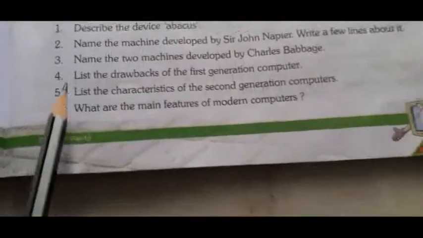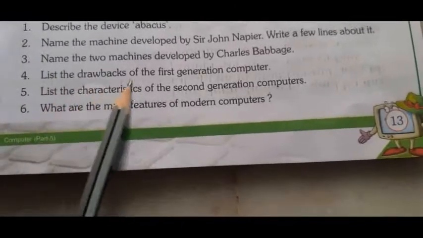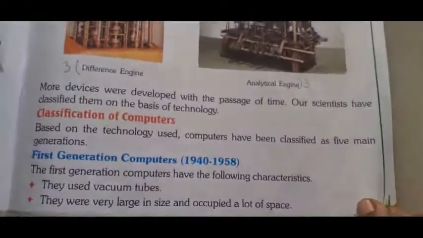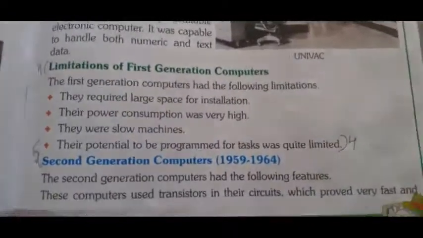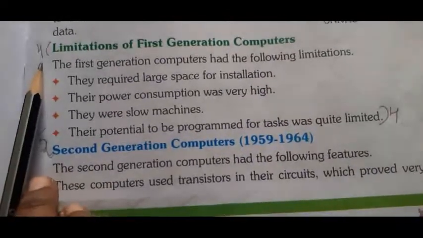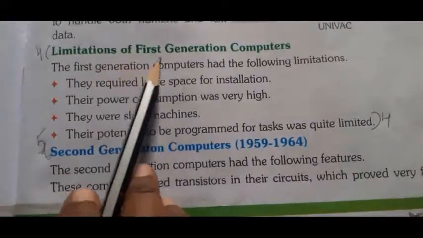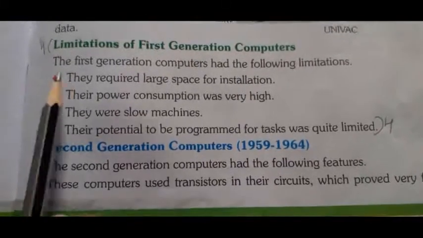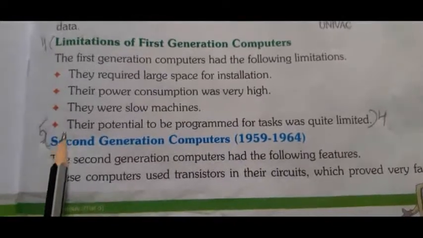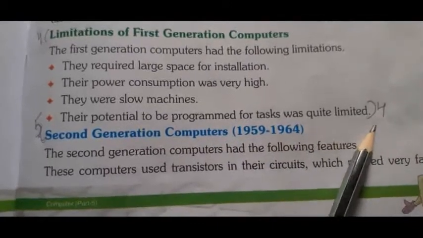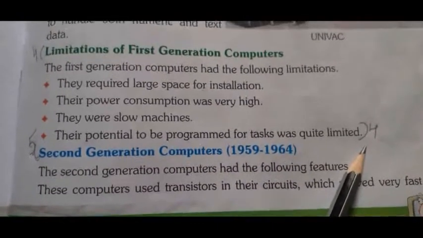Next, what is the fourth question? List the drawbacks of the first generation computer. For this, see page number 9. Here is page number 9: limitations of first generation computers. From here onwards you should write these four points. Their potential to be programmed for tasks was quite limited. Up to here you should write. This is the fourth question answer.